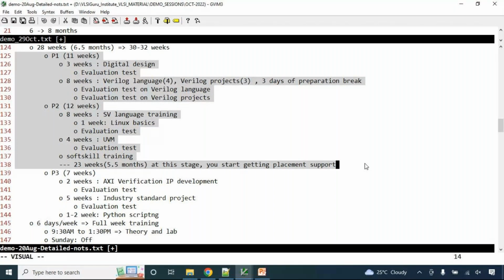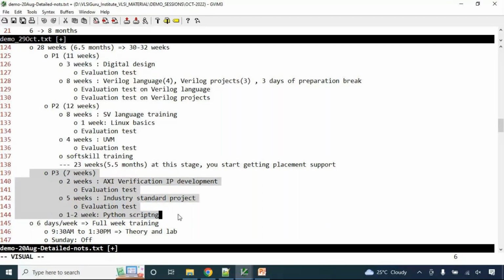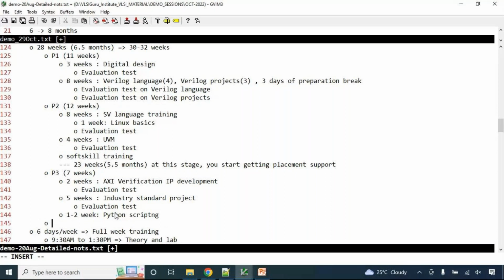Phase 3 helps you in your job. Phase 1 and phase 2 help you in getting placed. So from a fresher perspective, what is important? Phase 1 and phase 2. So we give them that flexibility to either repeat the courses or take a break.